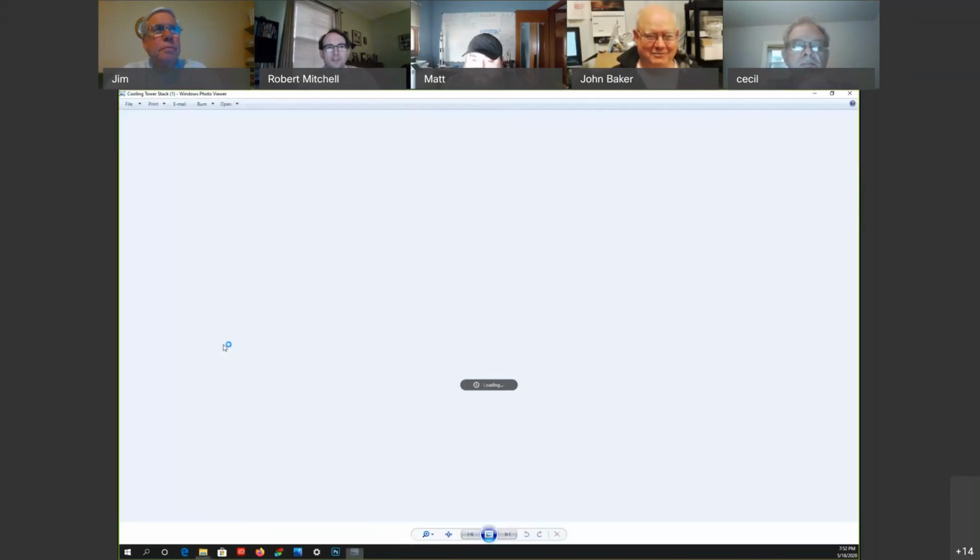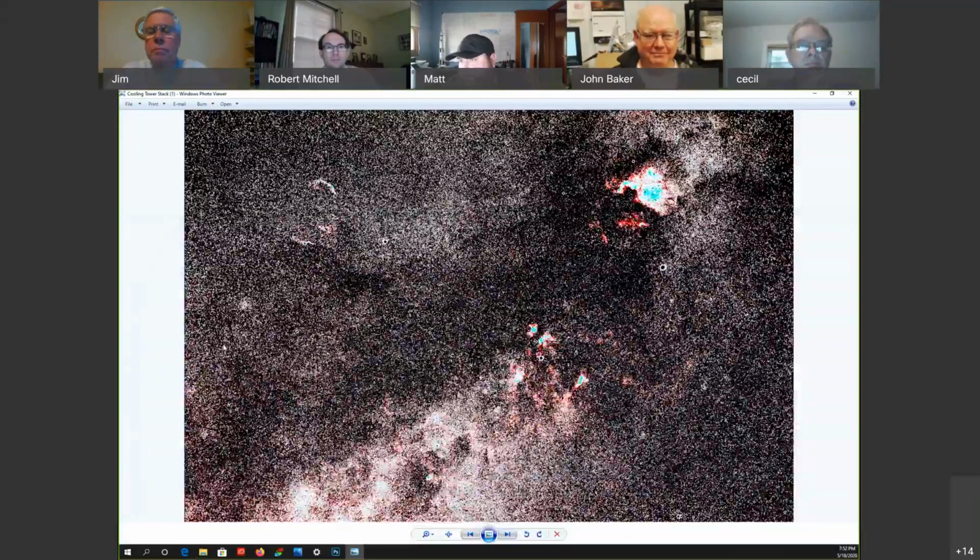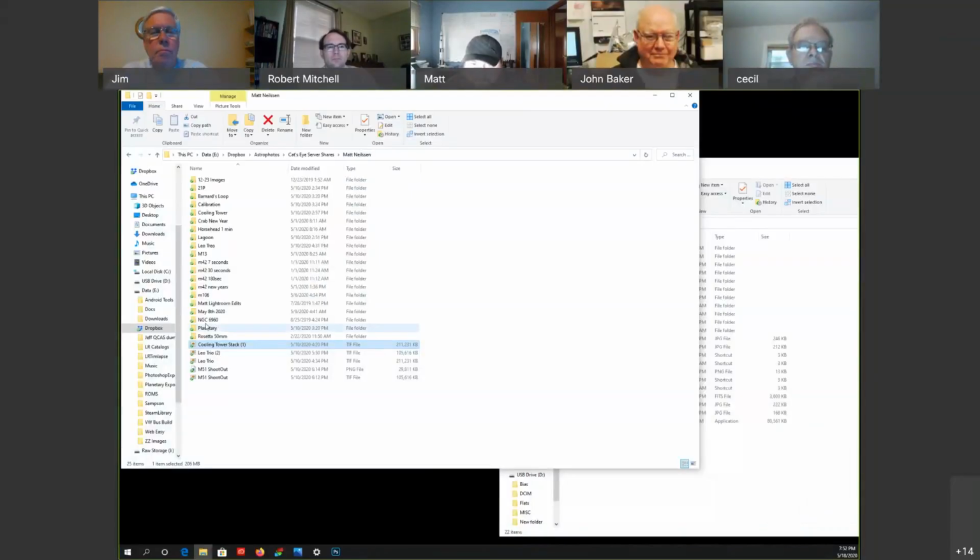I reprocessed my cooling tower. I stretched the heck out of it just to see all the data, but I've got to find one of these that's not trashed, and I'll show you. That's old.